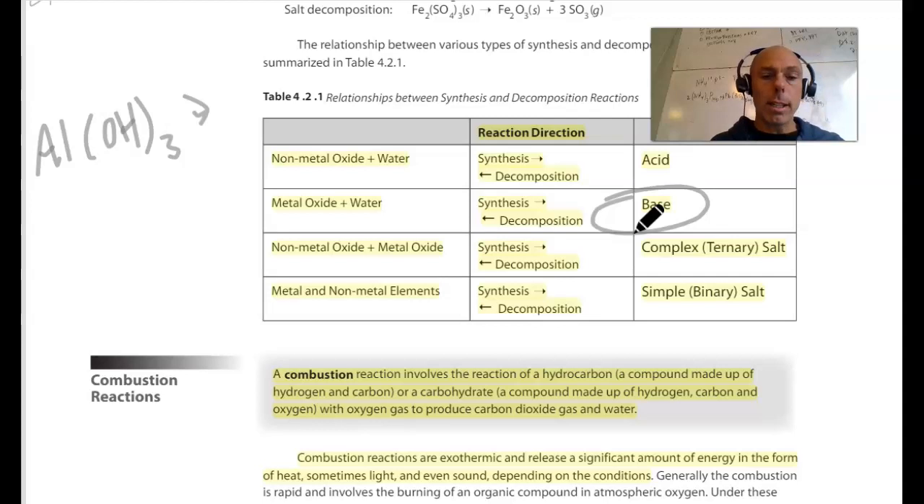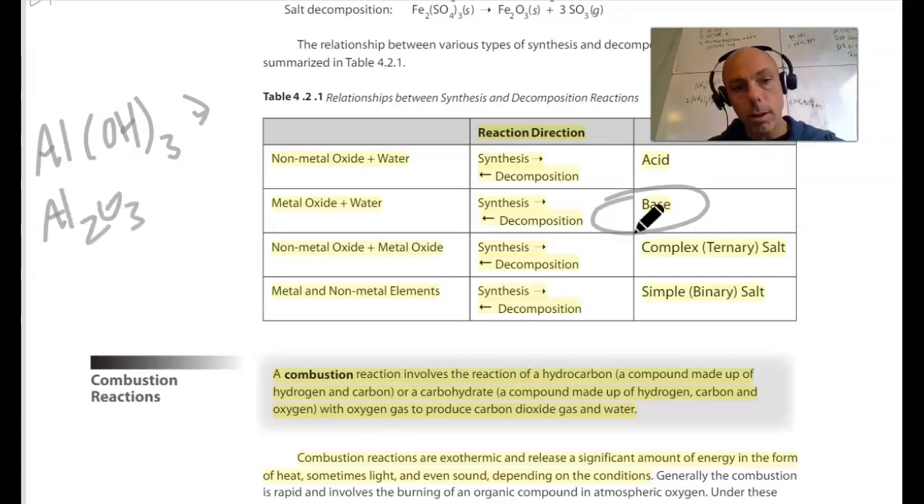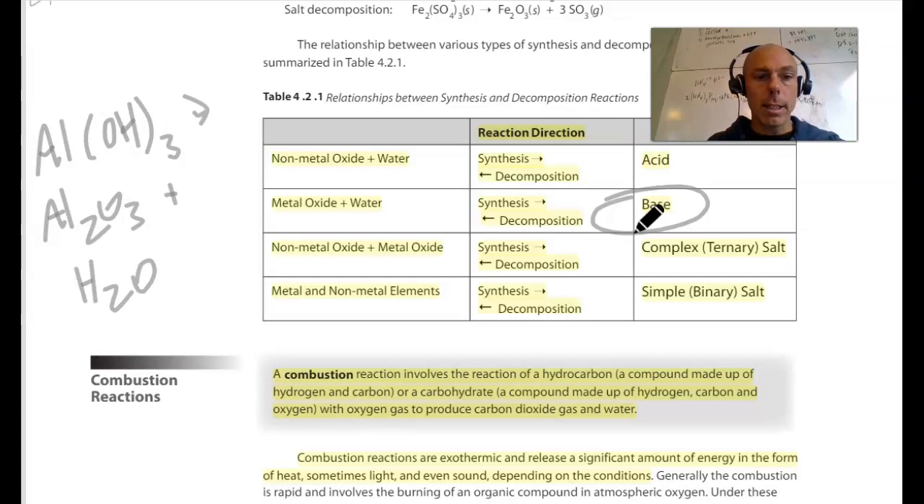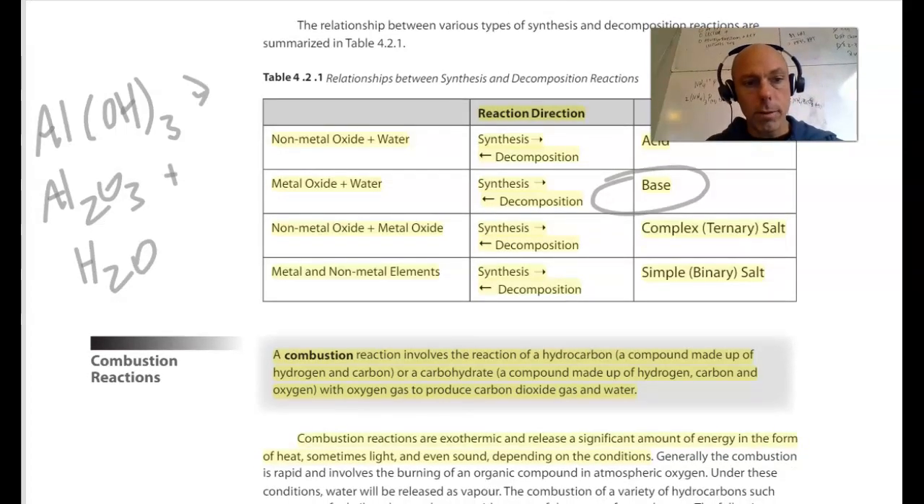Aluminum is 3+, oxide's 2-, so I'm going to get Al2O3. Ooh, that's a nice O. And water, of course, is H2O. To balance this, I'm going to need to put a 2 in front of aluminum. Oh boy, running out of room. And I think, to finish her off, yep, we just need a 3 in front of water. So that was a decomp reaction, starting with a base, forming a metal oxide, aluminum oxide, and water.